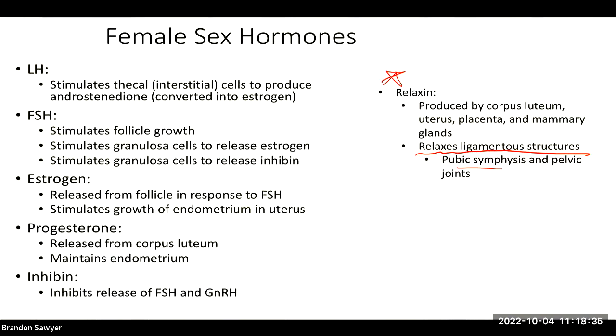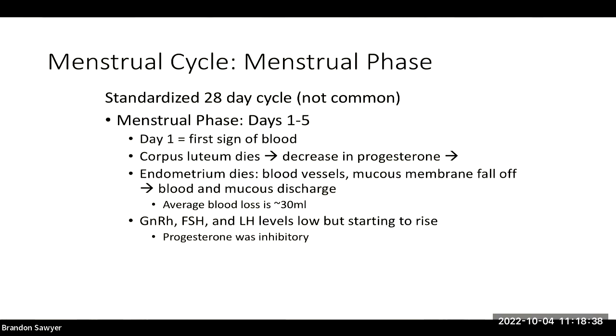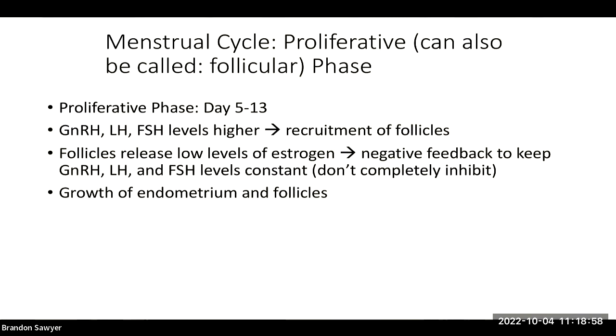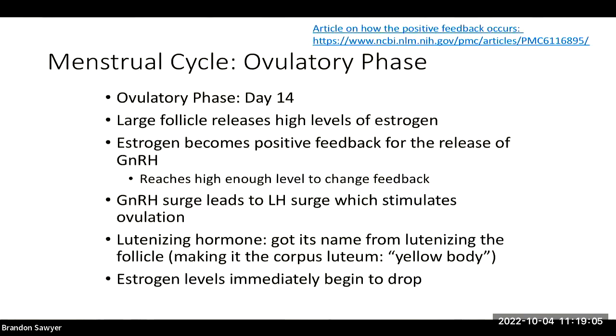Okay, so here's what we're going to do for the menstrual cycle. Pretty much what I have here is each stage. This is presented in a 28-day cycle, which is not super common to have an exactly 28-day cycle, but it's the easiest way to separate it out. Each slide shows a phase. Menstrual phase, days 1 through 5, tells you what's going on there, right? If we go to the proliferative phase, which can also be called the follicular phase, days 5 through 13, it tells you what's going on in the hormone levels, okay?